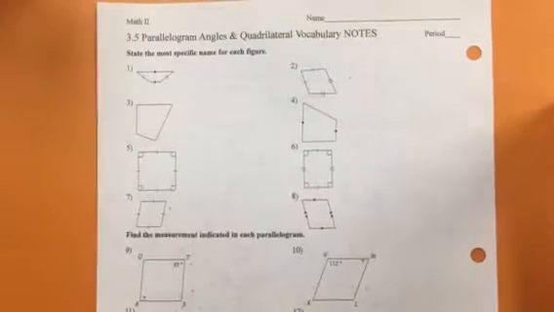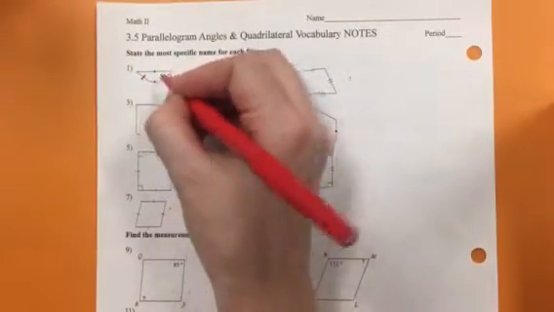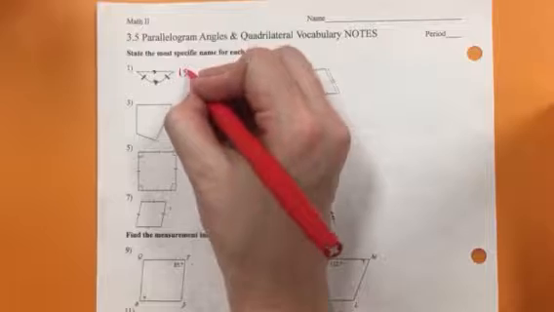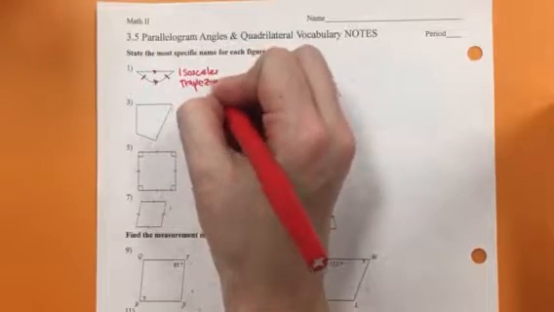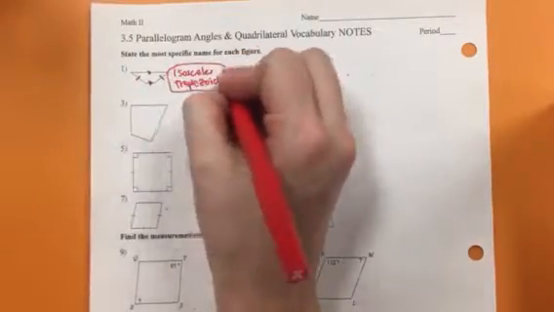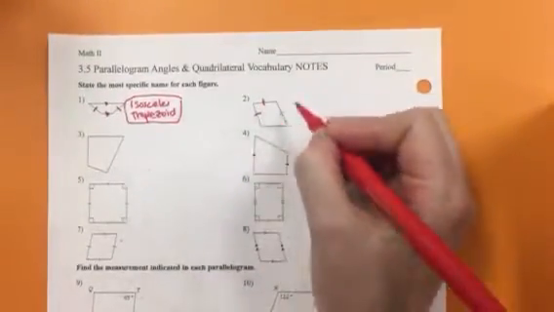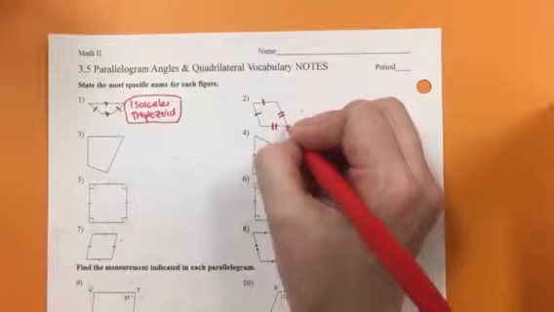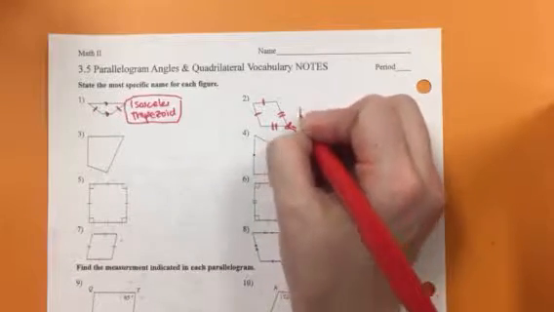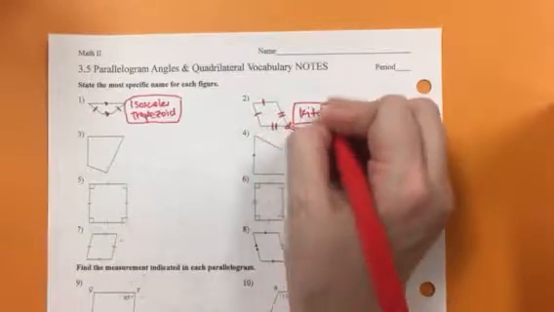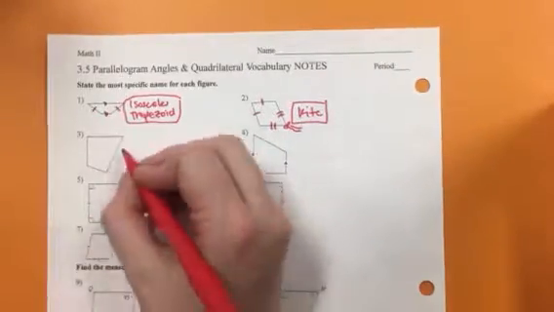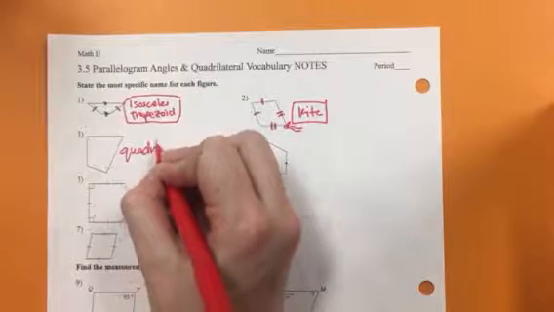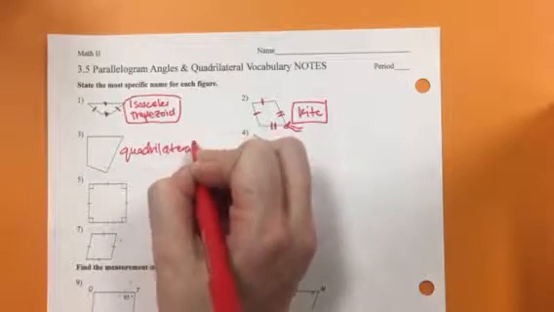All right, let's go name a few. We have, these are congruent with one parallel, that is an isosceles trapezoid. We have two that are congruent, two here that are congruent, so that would be a kite. This one does not have any markings on it. It only has four sides, that's all I know. So quadrilateral.